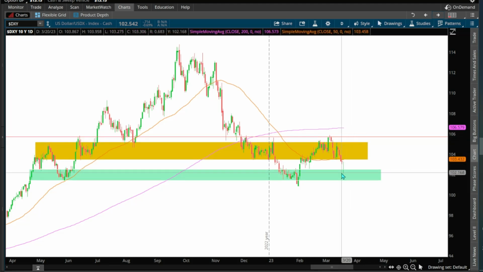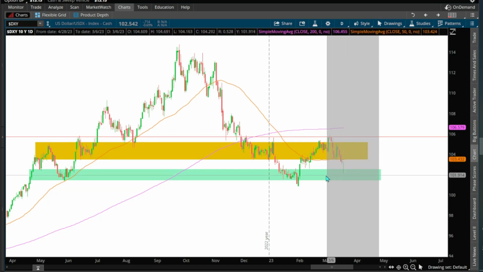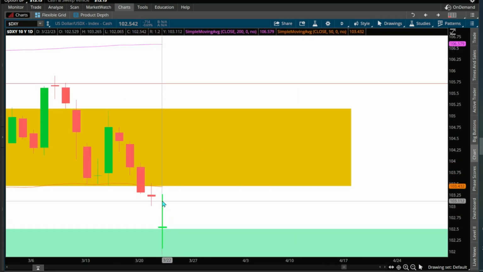Right now, it fell off quite a bit today. So yeah, as you guys can see, we have this doji candle. It's a little bit of indecision right here.